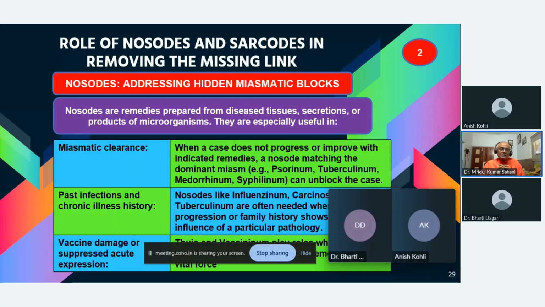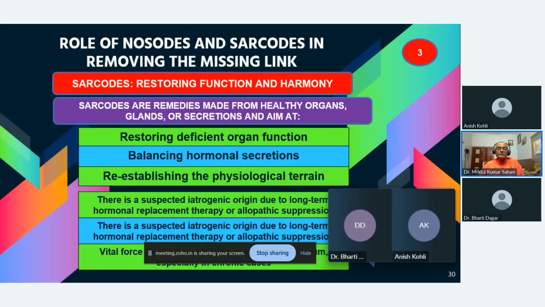In past infections of the chronic disease, suppose a patient has suffered from tuberculosis or influenza, there are nosodes like influenzinum, carcinosinum, tuberculinum, all of which can help you in treatment. Then vaccine damage, vaccinosis, there are many things that can be understood. And then sarcodes, restoring the function and harmony.